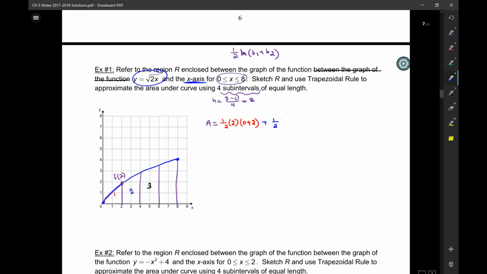It's going to be half times the height, times base 1 plus base 2. So now look at trapezoid number 2. What's base 1? 2. And what's base 2? Add all 4 areas together. No, you have to plug it in. So here x is 4. So it's going to be the square root of 2 times 4, root 8. Should we leave it in radical form, or should we simplify that? Right now I'm just going to leave it like that.